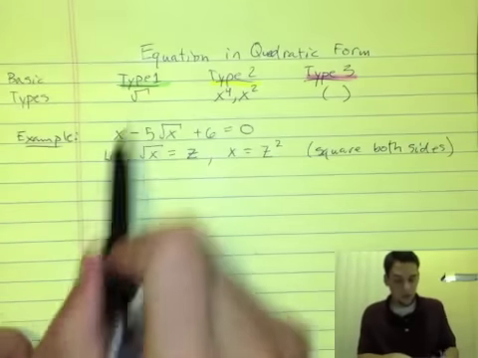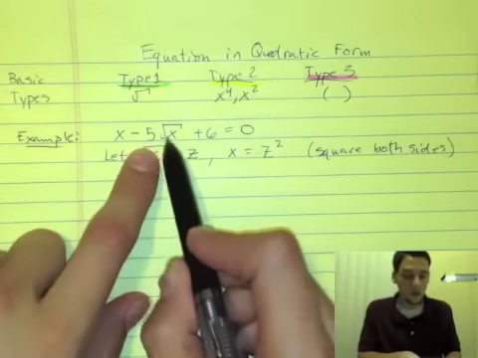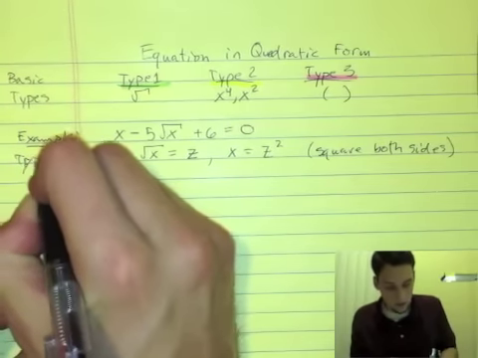And this is also a type 1 problem because it's involving a square root. That's what I mean when it involves a square root. It's over one of the variables. So this is type 1.